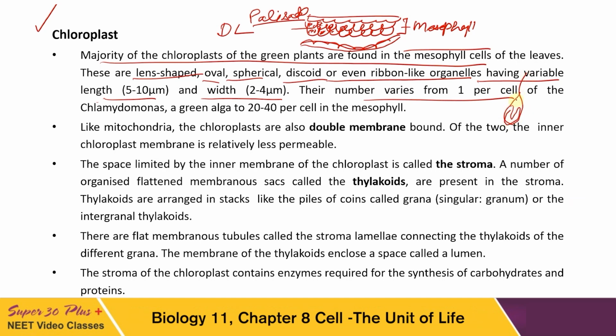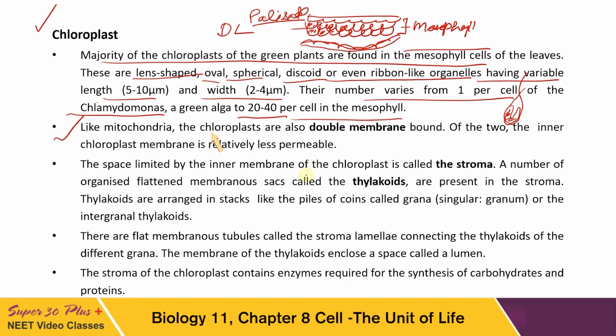It is having only one chloroplast inside, as in Chlamydomonas, a green alga, and it may be 20 to 40 per mesophyll cell. This is a mesophyll cell. So in this one cell, there may be 20 to 40. The shape detail is not required. In algae, I told you, different types of chloroplast are found, as in Spirogyra, where the chloroplast is ribbon shaped.